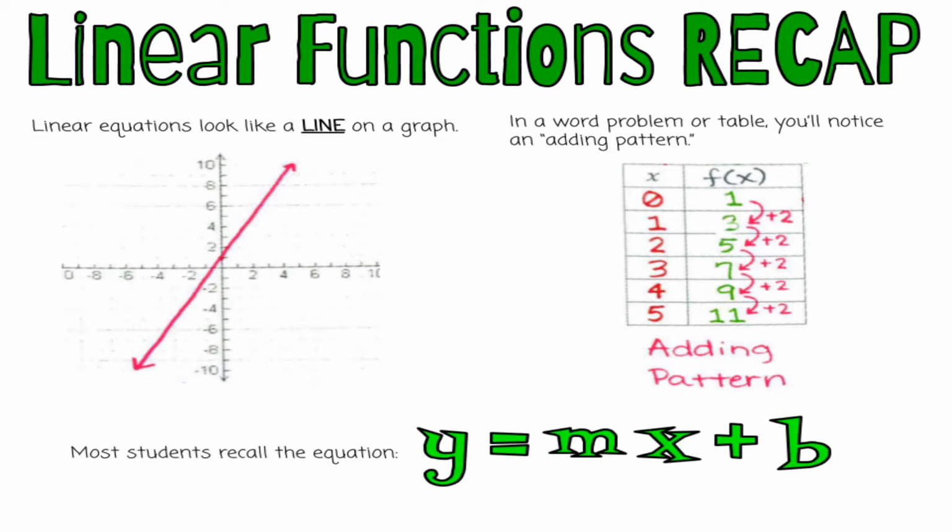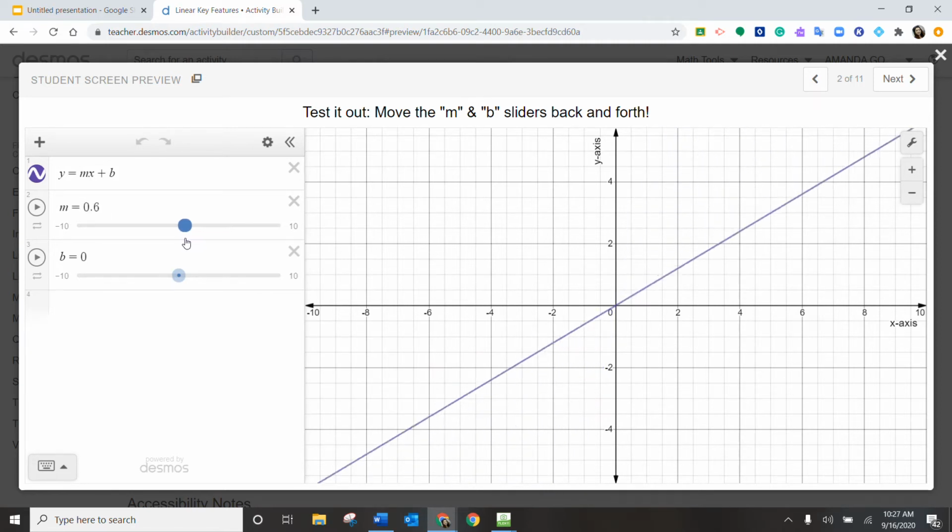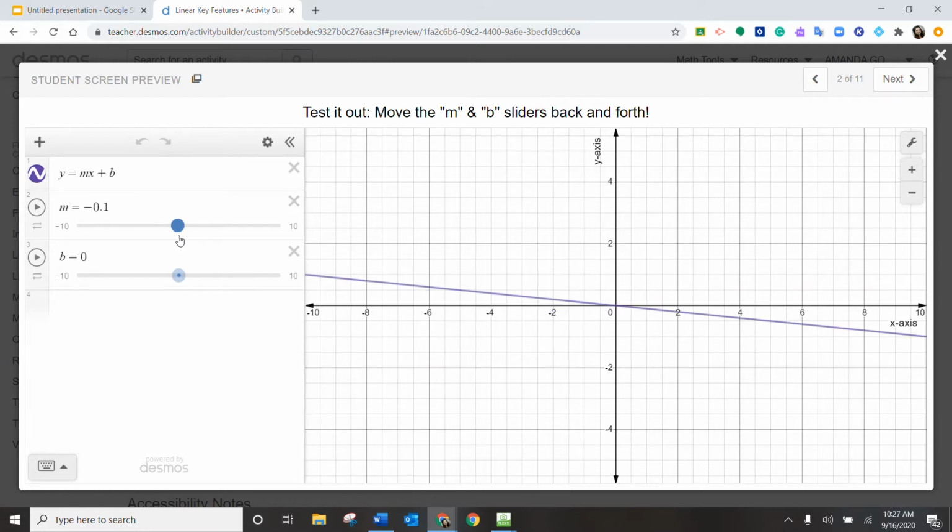You may recall the equation y equals mx plus b, and we'll be exploring that on our next slide. Here I gave you y equals mx plus b in Desmos, and I want you to go ahead and move around the m slider. Take a look at what's happening, because originally I started right here, at our linear parent function. But as I moved it to the right, and then when I moved it to the left, interesting. And then far left, wow, okay.